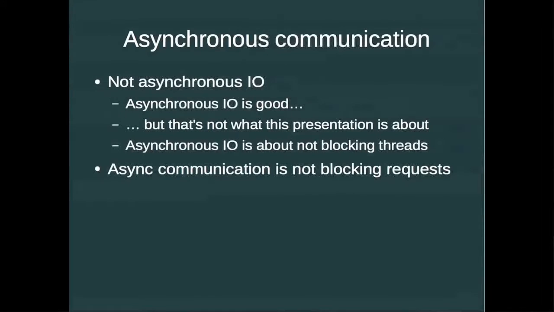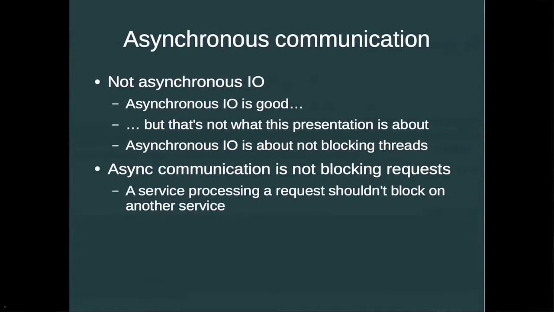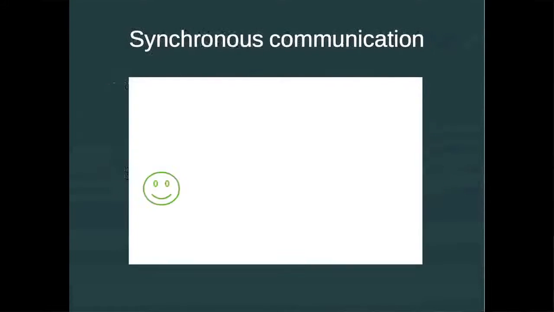Asynchronous communication, in contrast, is about not blocking requests. And what do I mean by that? I mean if a service is processing a request, it should not be blocked on another service having to process another request in order to return its response. So let's have a look at what this means in practice. So we've got a user. User's happy. It's good when the user starts off happy. User makes a request to service A. I'm using the bidirectional arrow there to say that it's synchronous communication. So you have a request going one way and a response going the other.